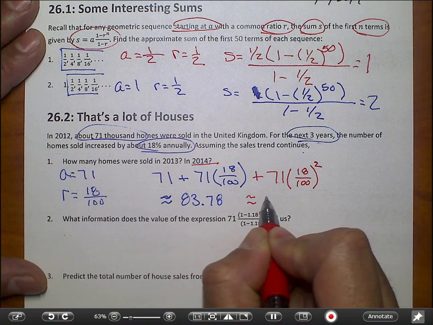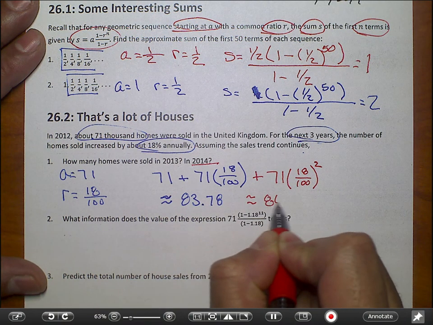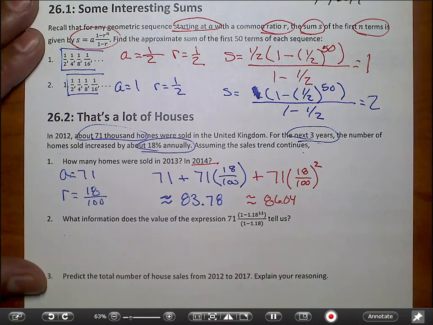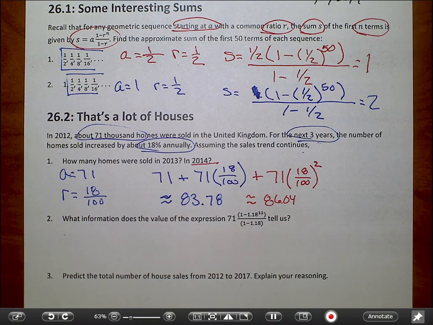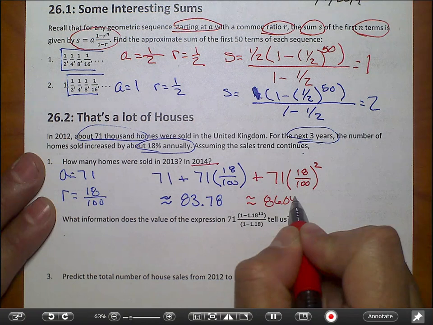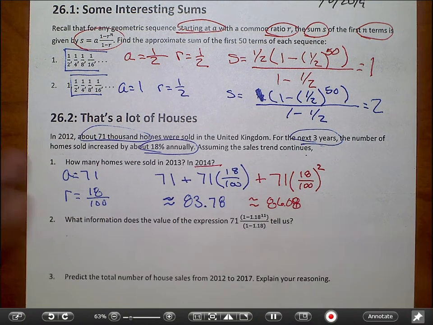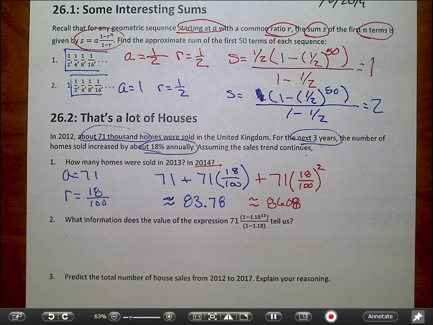What do you get? 86.04. Oh, wait, 8. Okay. So, do you think that makes sense? Not really. Why? It's because it's decreasing. Oh, no, wait, no.